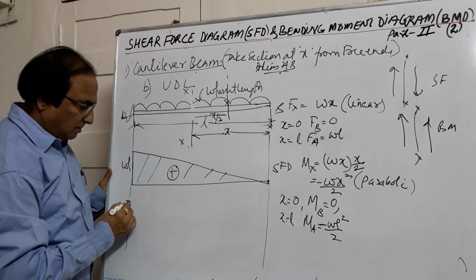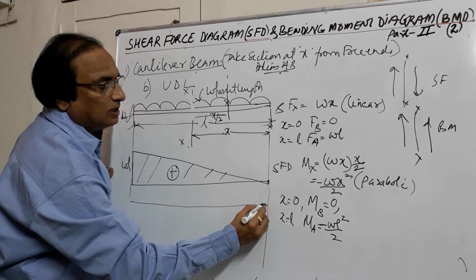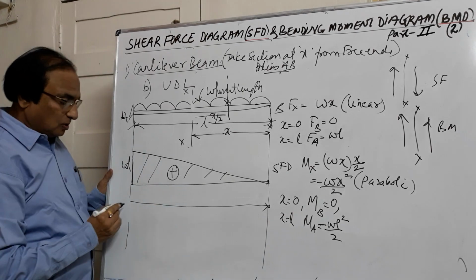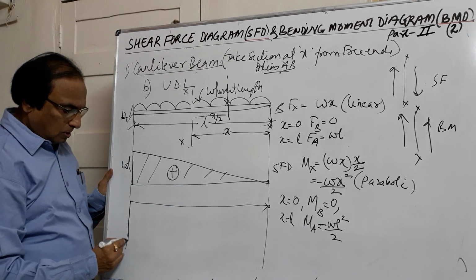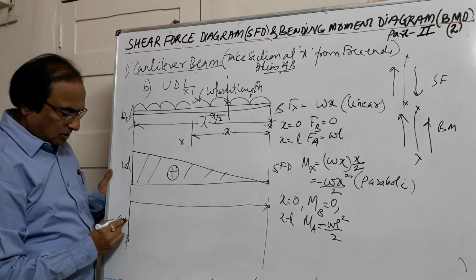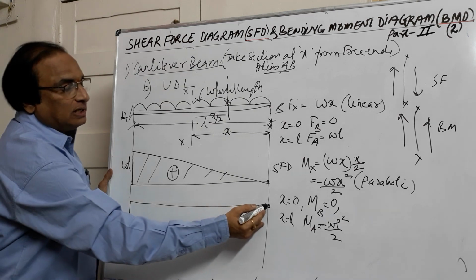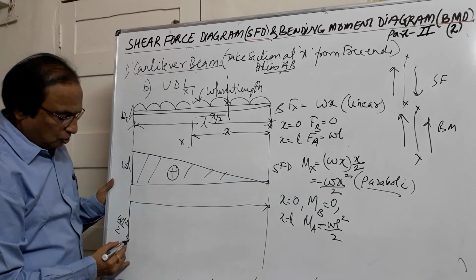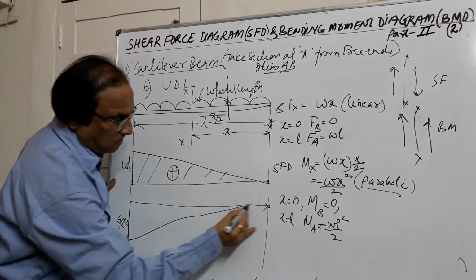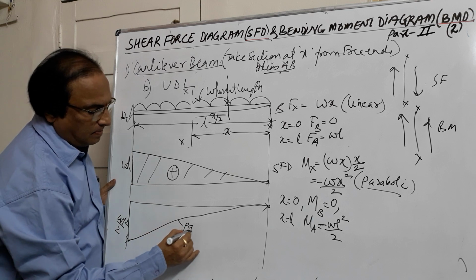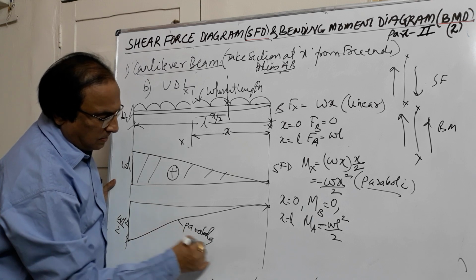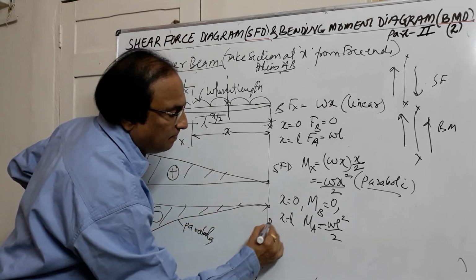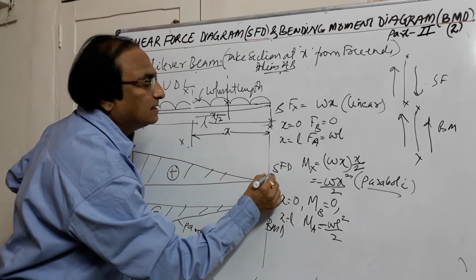If I plot the values here, so here bending moment is 0 and here it is minus WL square by 2. So minus, I will have to go down. So this value is WL squared by 2. I will have to join these 2 points by a parabola. So let us join these 2 points by a parabola. This is negative.